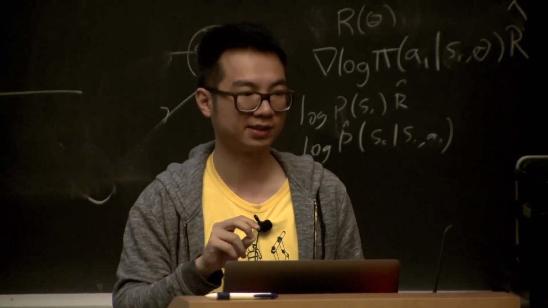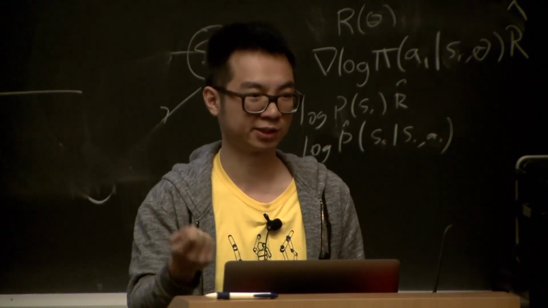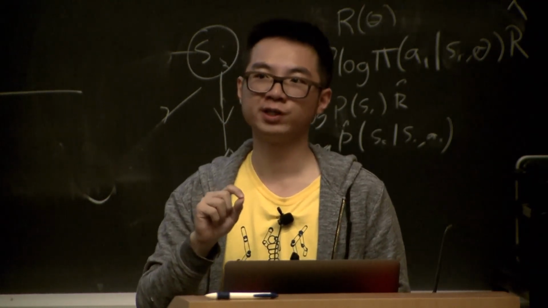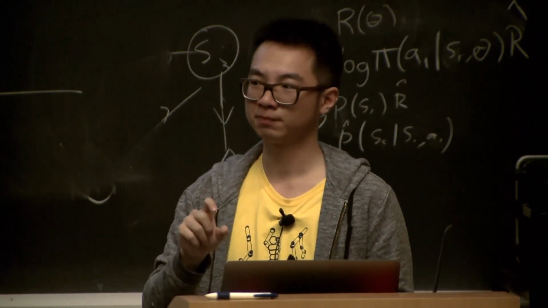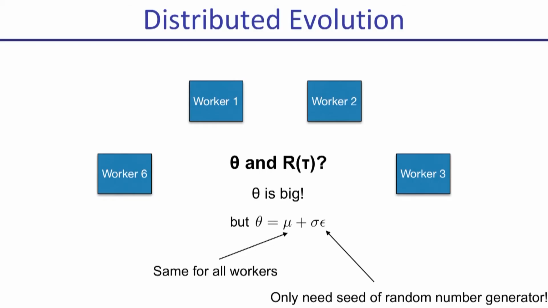Because what we are saying here is how you choose the perturbation to your parameter is a deterministic function of the random seed that you use. So if we know the random seed of each worker, then we don't need to transmit the whole perturbation. We only need to transmit the random seed in the very beginning. This is a subtle point, but this is the whole point of this, right?